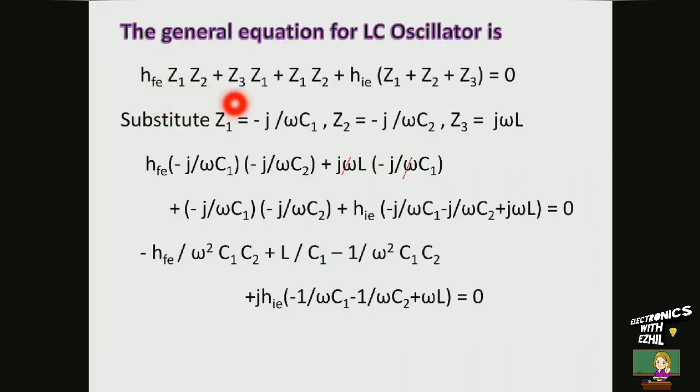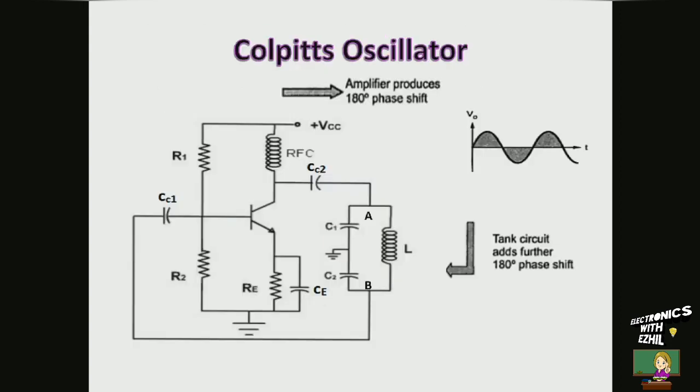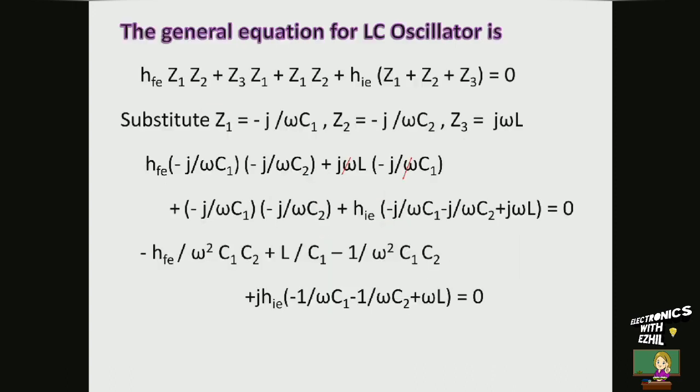Now let us write the general expression for LC oscillators to find the frequency of oscillation and condition for oscillation. To learn the derivation of this general expression, you can refer my previous video titled General Equation of LC Oscillators. As we discussed, in Colpitts oscillator, Z1, Z2 are capacitors and Z3 is an inductor. Substitute Z1 equal to minus j by omega C1, Z2 equal to minus j by omega C2 and Z3 equal to j omega L in this expression.